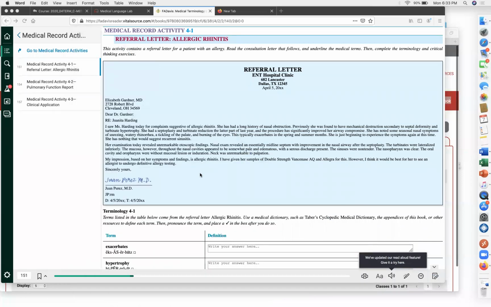Because every chapter that we've ever done, we always talk about who are the people in our neighborhood, right? She's writing from an ENT hospital clinic. Hence, Dr. Perez is probably ENT and probably has other letters at the end of her name. Those are board specialist people. And she was either writing to Dr. Gardner, Juanita Harding's primary care physician, or she is asking for some help from Dr. Gardner. Dr. Gardner may be an allergologist or an allergist to help her with her allergies.